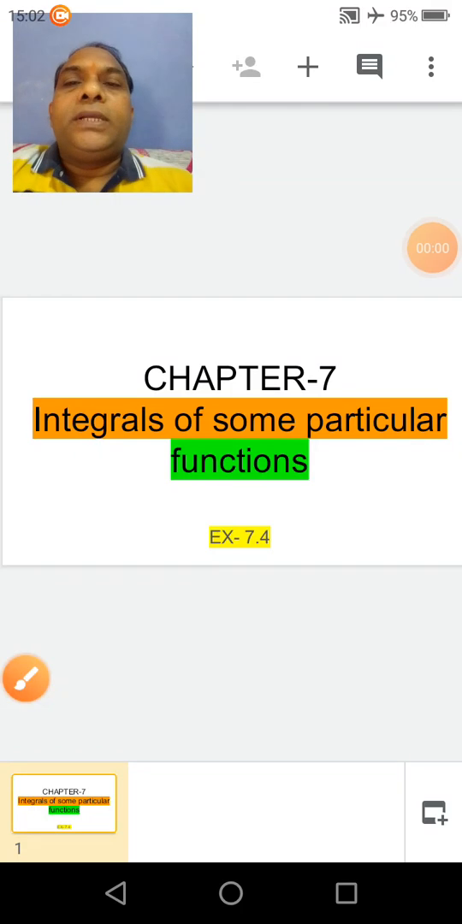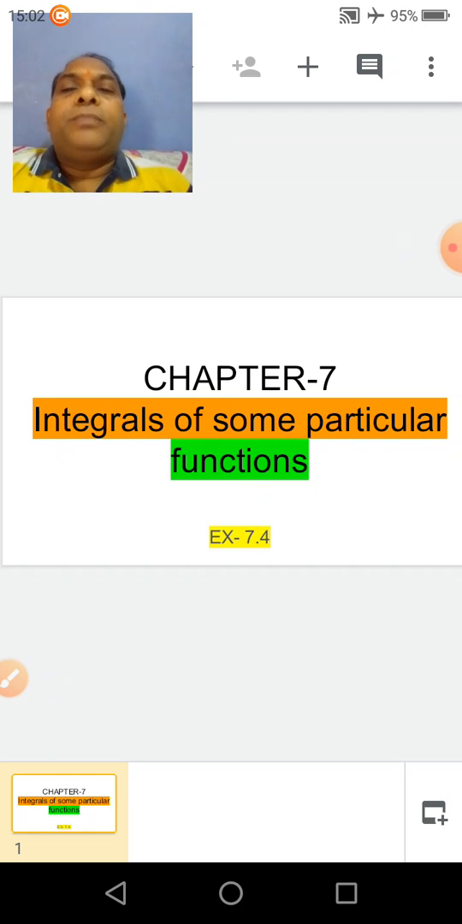Good morning, students. Now in chapter 7, integrals. Next topic is integrals of some particular functions in exercise 7.4. As we know that integration is known as antiderivative also.